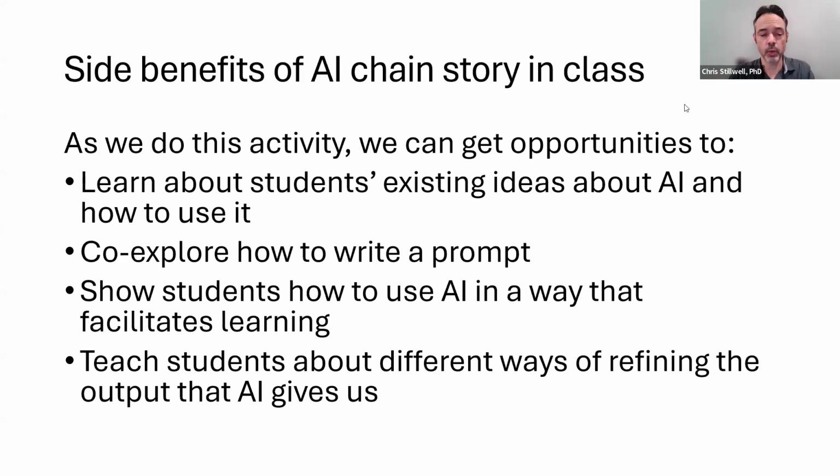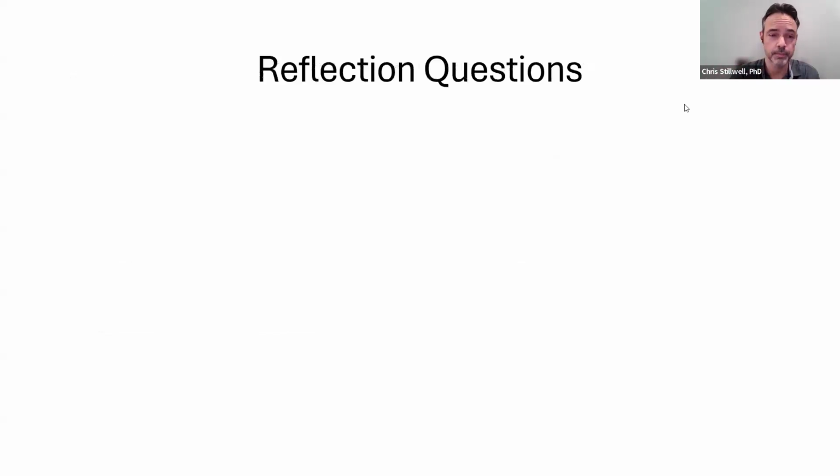And we can teach students about different ways of refining the output that AI gives us. So we can help them understand that very often the first time we try something, we get a response from AI that is not what we wanted. But that doesn't mean it didn't work. It just means we need to try again. We need to give further instructions. We need to push back and redirect.